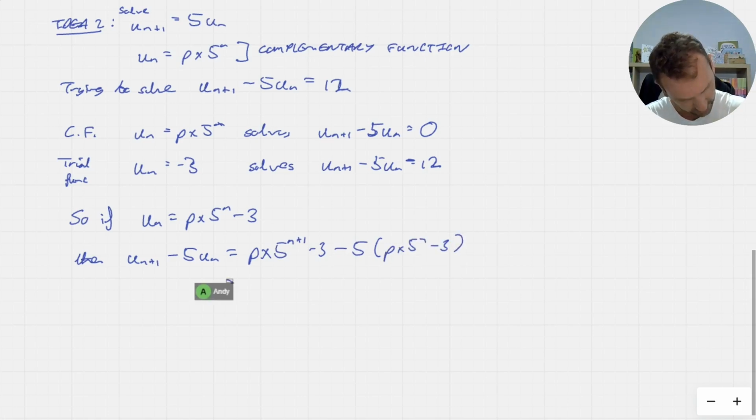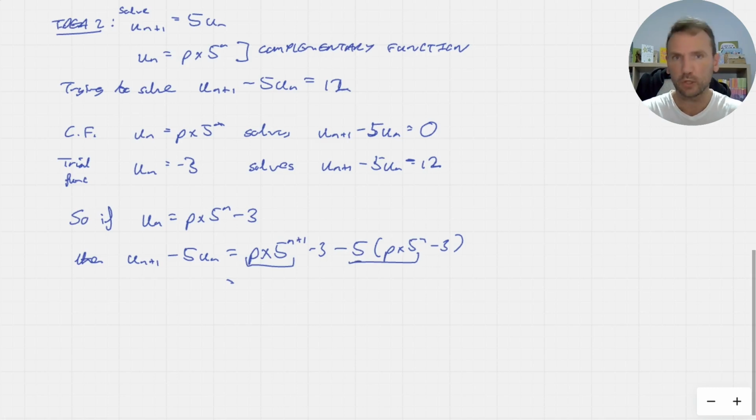If you simplify here, you're going to get p times 5 to the n+1 subtract 5p times 5 to the n. These things are the same, so those are going to cancel, and you're going to be left with subtract 3 plus 15, by doing your -5 times -3, and you're going to end up with 12. So u_n equals p times 5 to the n subtract 3 solves the recurrence relation we were trying to solve, and it's the combination of the two, and this is what we're going to say our general solution is.